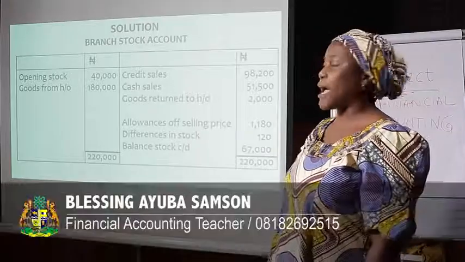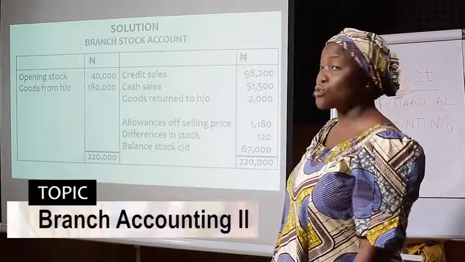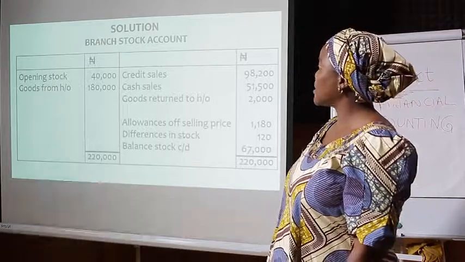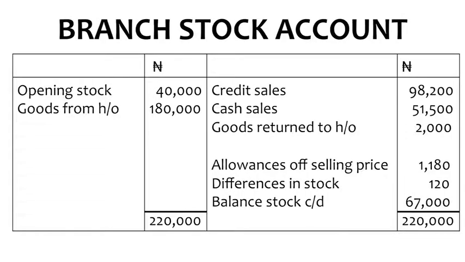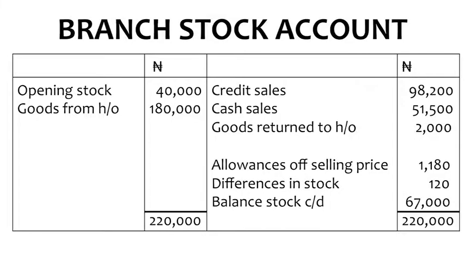The solution I gave you in our questions is that we have 4 books of account to be opened. The first is the branch stock account, which has 2 sides. We have the debit side and the credit side. The first item on our debit side is the opening stock, which is in our question, which is 40,000 naira. Your branch stock account is going to be opened in this format. Then goods sent from the head office is also going to be on the debit side of your account, which is 180,000 naira.